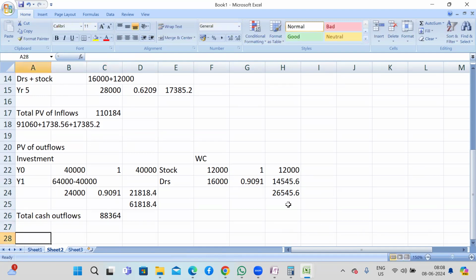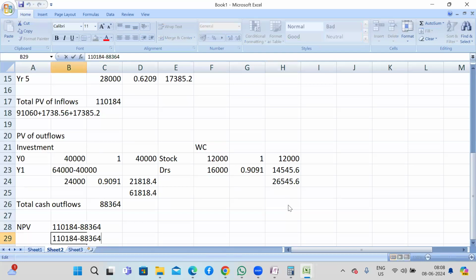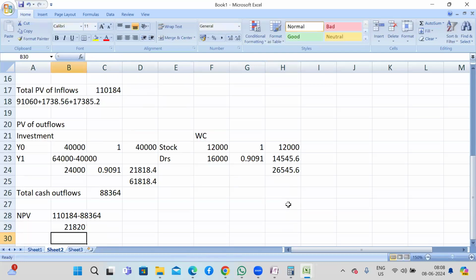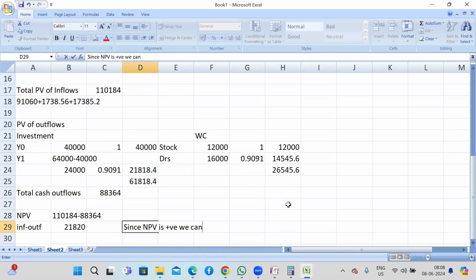So now I'm going to calculate net present value. That is 110,184 minus 88,364. So I will be having 21,820, inflows minus outflows. So NPV is positive. Since NPV is positive, we can accept the project.